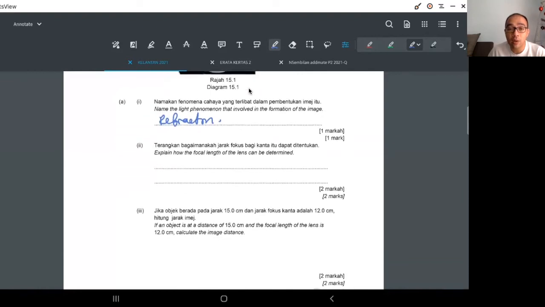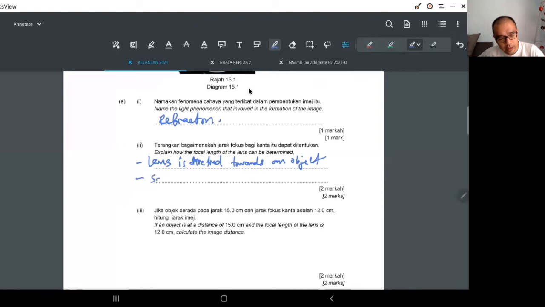Explain how the focal length of the lens can be determined. This is a 2-mark question, but actually it can be a 4-mark question. So the lens is directed towards an object. Should it be far away? Okay, the lens is directed towards an object. Secondly, the screen is moved until, and this is the key word, until a sharp image is formed on the screen. So you put a lens over here, the object is from far away, then you move the screen until you see a sharp image on the screen.